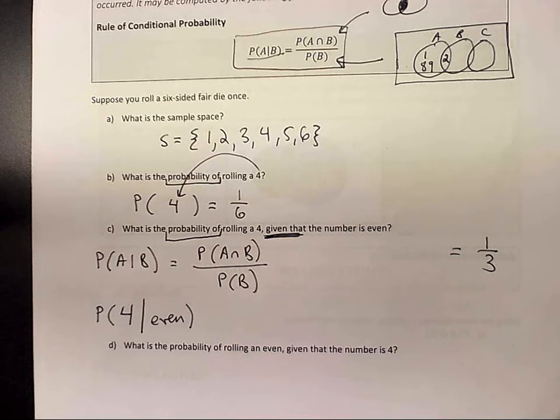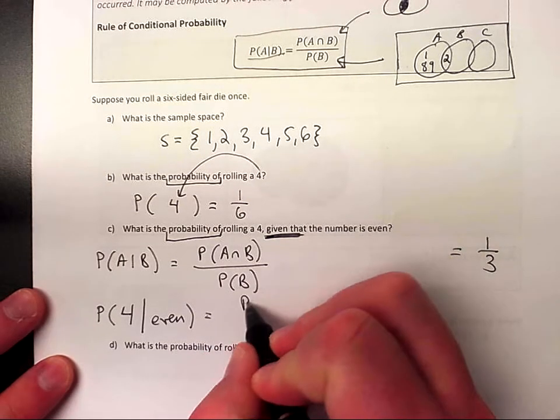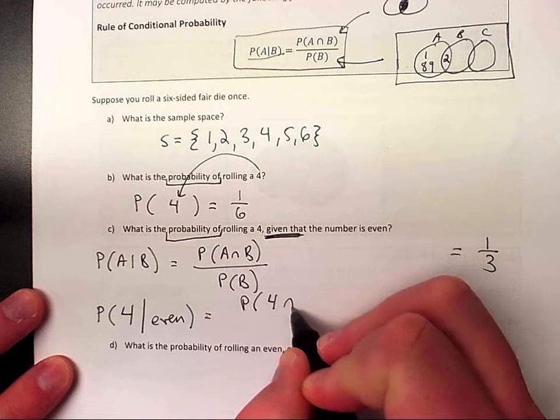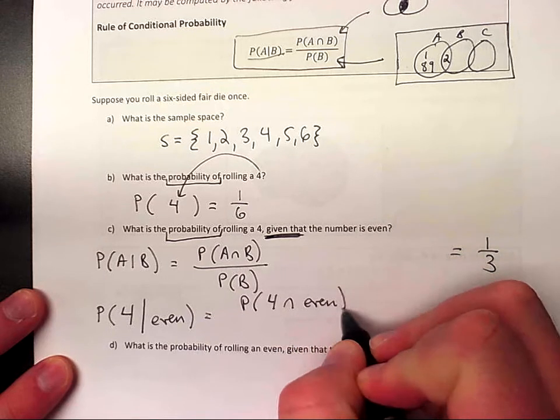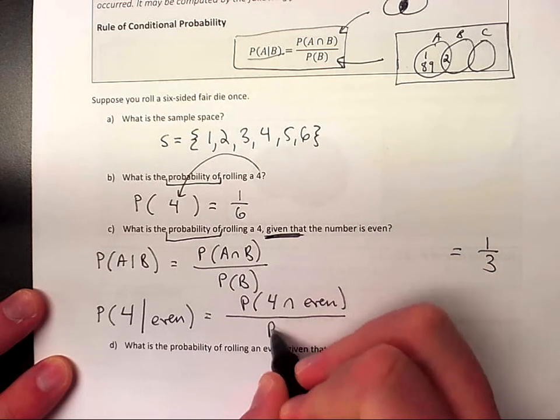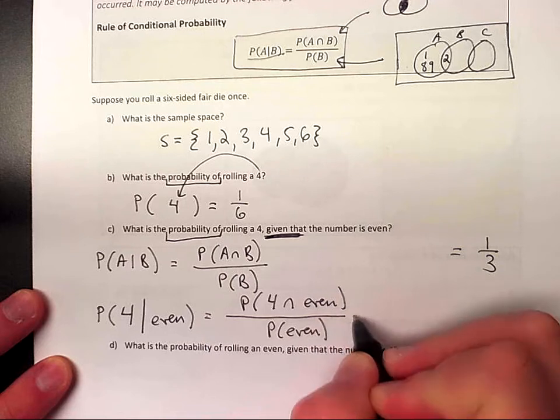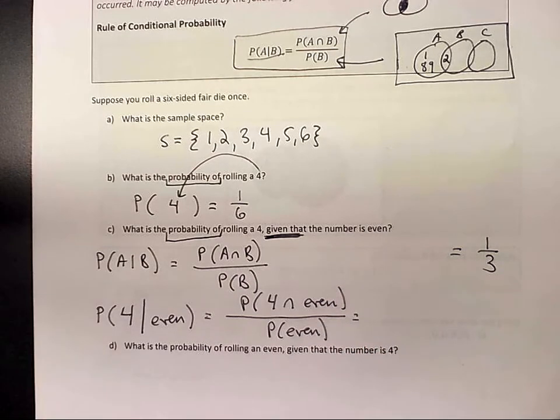All right. So now that we know that this thing right here is the same thing as this right here, we can rewrite the rest of our formula as the probability of 4 intersection even divided by the probability of even. Everybody good with what I'm doing so far? Does this make sense?